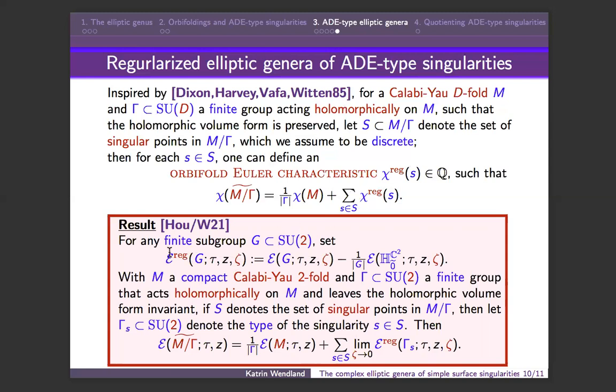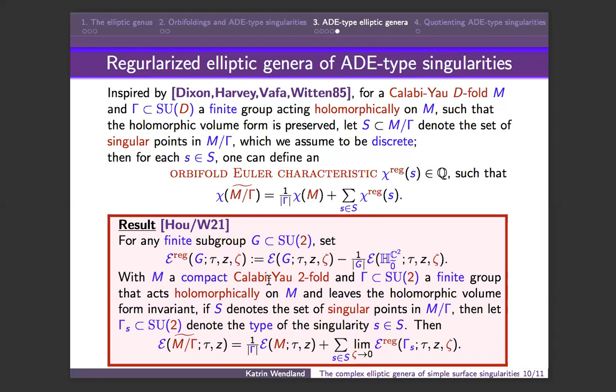In fact, this is a regularized version of the C-star equivariant elliptic genus in the sense that we can now send zeta equal to 0, and the right-hand side remains well defined. And when we insert z equal to 0, for the elliptic genus, we always recover the Euler characteristic, and that also happens here. When we insert z equal to 0, we actually recover the regularized orbifold Euler characteristic that is known from the literature. So this looks promising, and all ends well.